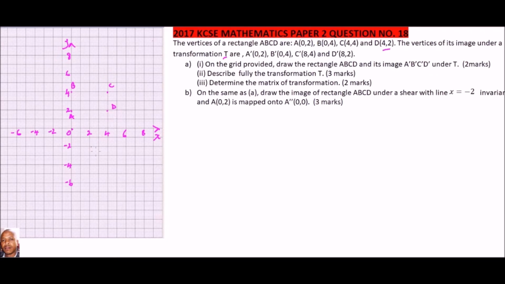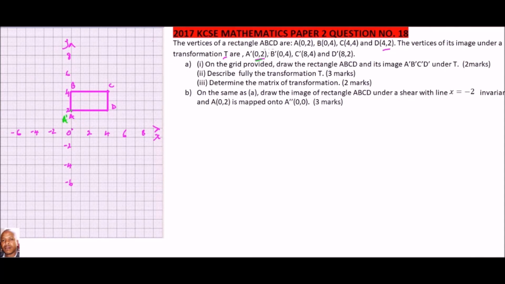So we are going to plot that rectangle and see our object. So this is our object. Then we plot the image of this object. Our A is at (0, 2). So this is where we have (0, 2). So this is where we have our A prime.